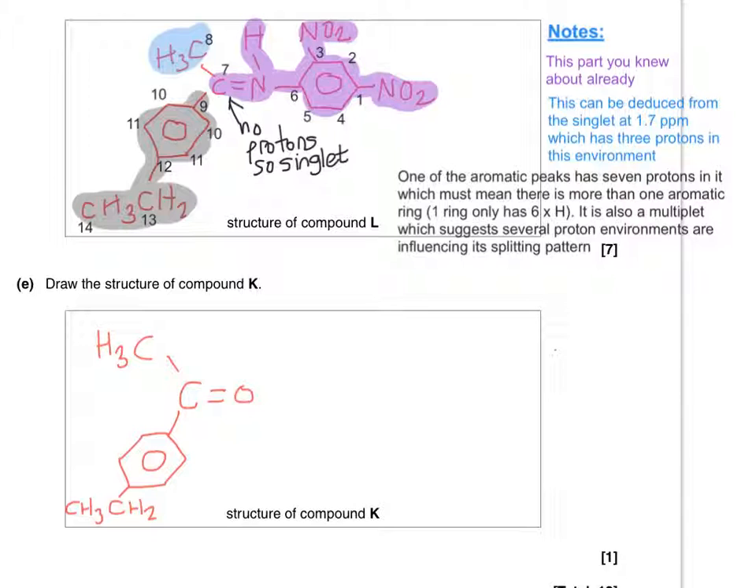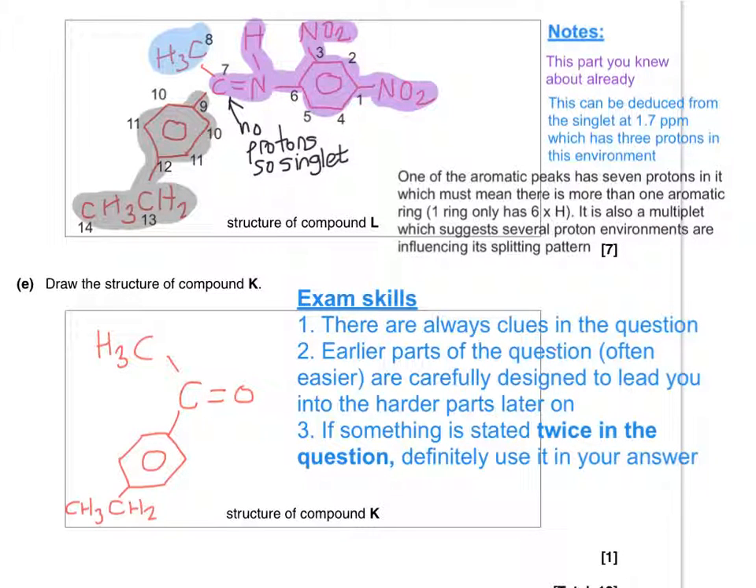Okay, so the thing to take from this paper is what skills could you use? You're probably aware already of reading the question. But what exactly does that mean? It means looking for clues. It means using earlier parts that you've already worked out because they were a bit easier in your efforts to work out the harder parts later on. And if something is stated twice in the question, I think we've come across this a couple of times during this paper, if something's stated twice in the question, you definitely use it in your answer.